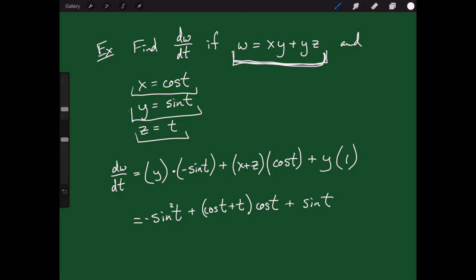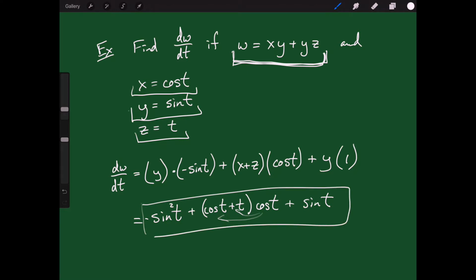And so I have computed my nice derivative. If I wanted to, I could distribute this cosine of t to these two to write it in a little bit simpler fashion, but I don't think that ultimately that's going to help us out much. So that's good enough for me. Okay, so that is a great example using 3 variables instead of 2.